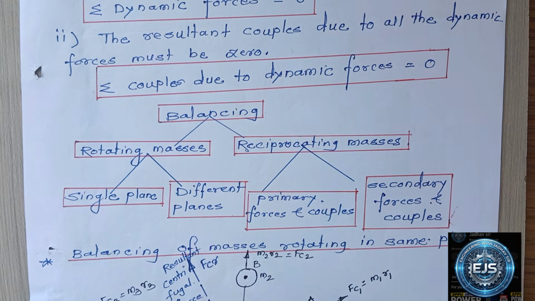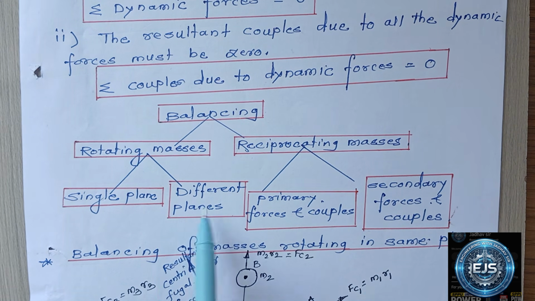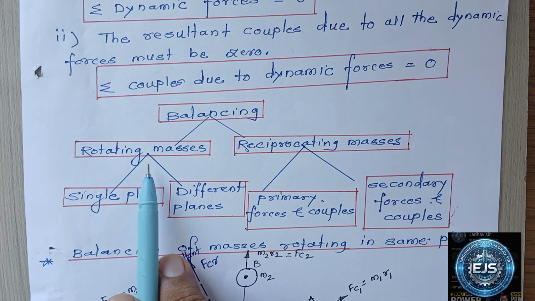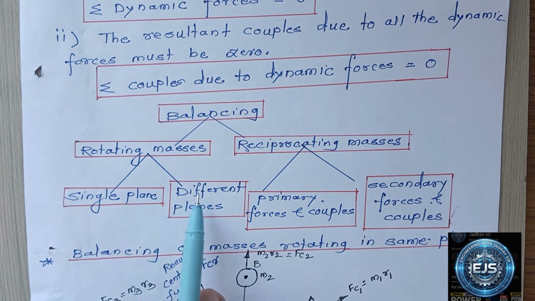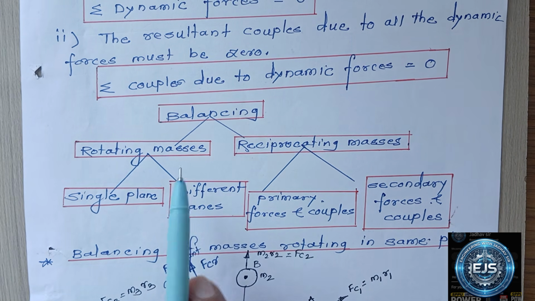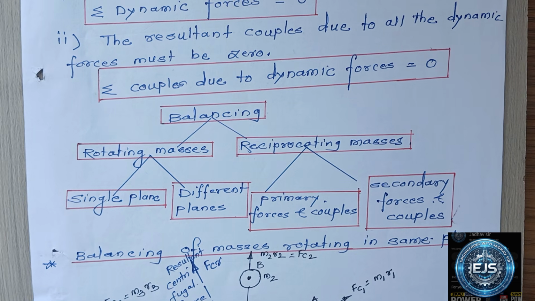Another type of balancing of rotating masses is when several masses are rotating in different planes. The planes of rotation are different: XY, XZ, YZ, ZX. These are the different planes of rotation of these masses. So there are two types of problem: balancing of rotating masses in a single plane, and balancing of rotating masses in different planes. Mainly we are concentrating on the latter, because a problem of 9 or 10 marks may be asked on this part, balancing of rotating masses in different planes, not in a single plane.